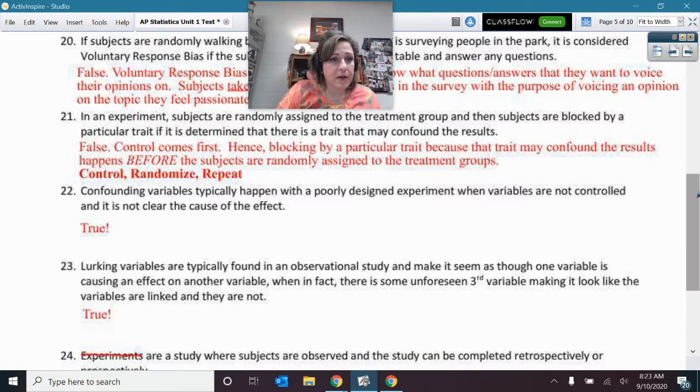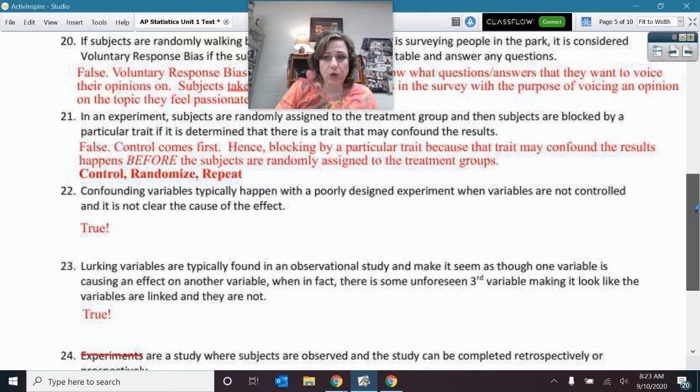All right. Number 21. This is a common mistake that I see when people do the experiments. You do not go into the treatments and then from the treatments block by the trait. So it's not like you randomly assign to the medicine and then in this medicine you split it in half between men and women or whatever, if you thought that that trait mattered. You control first and then randomize. Control, randomize, repeat. So control by blocking it first by the trait you need to. Control first, then within each block, you randomize and randomly assign to the treatments.